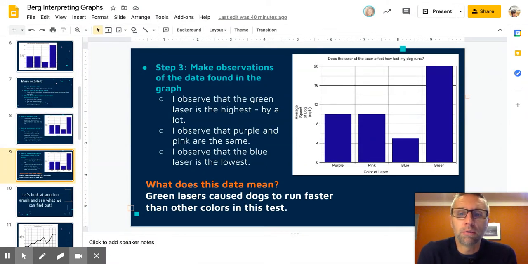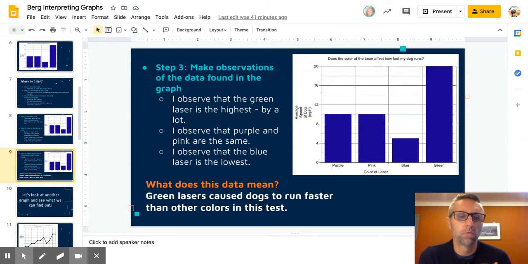Step 3. Now we need to make observations based on the data. This is a bar graph, so we're going to look at the bars. The first observation that you should notice is that the tallest bar in the graph is green, which means apparently dogs run really fast after green laser pointers. We can also observe that the purple and the pink bars are the same. They both appear to cause dogs to run 9 miles per hour, or, oh sorry, 10 miles an hour. And lastly, it looks like dogs run the slowest when chasing a blue laser pointer.